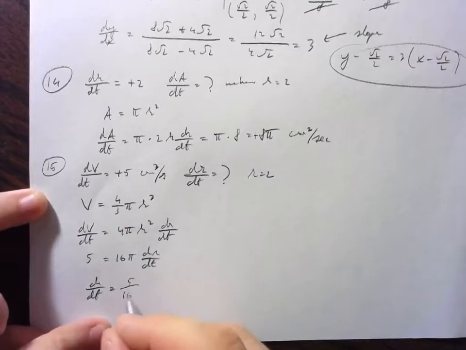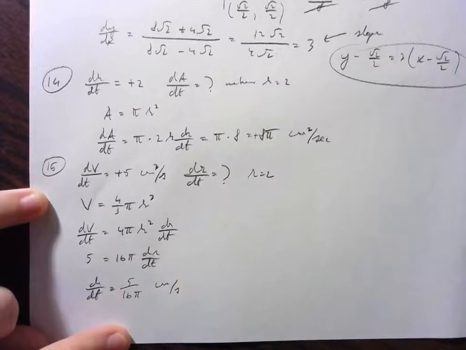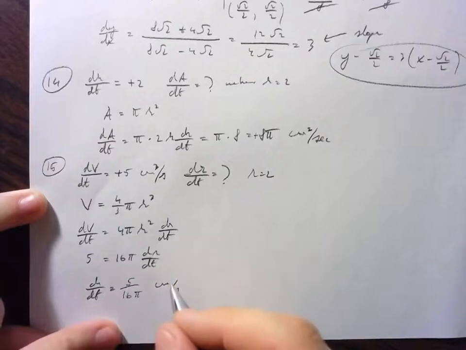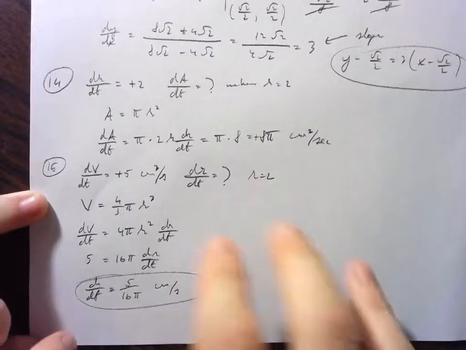5 over 16 pi centimeters per second would be the appropriate unit here, because it's a unit of length, so we only get centimeters to the first power here. So that's the answer for 15. Let's go ahead and do 16 now, another word problem.